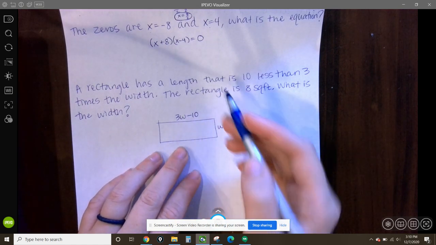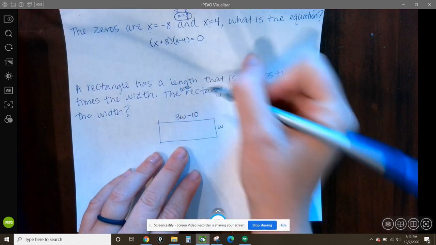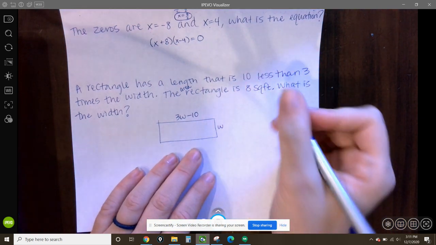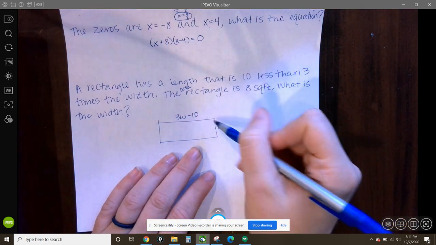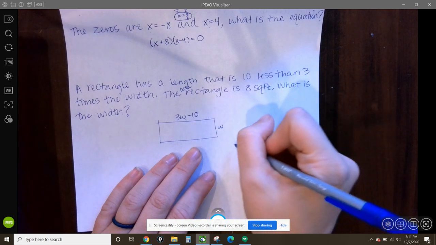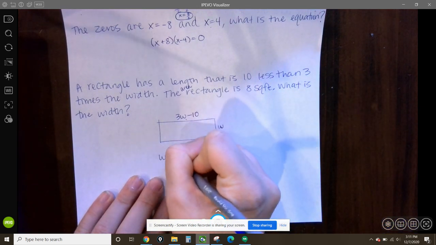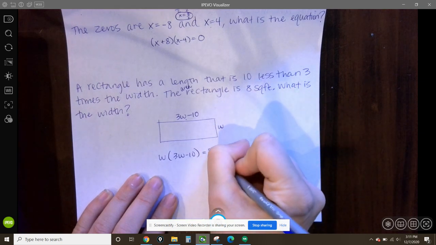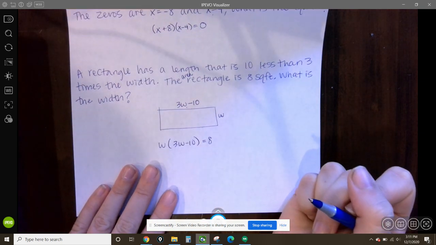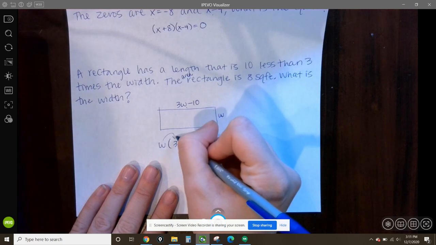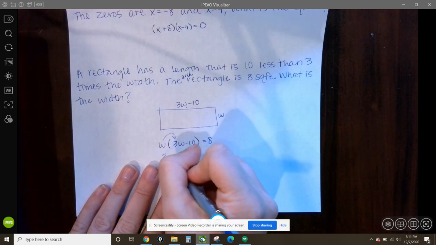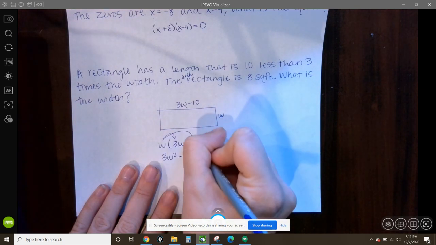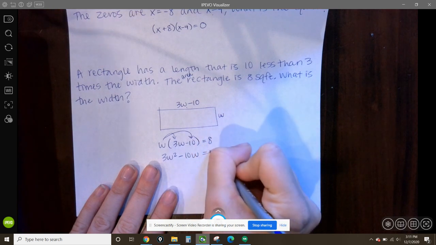And it says, I forgot to write, the area of the rectangle is 8 square feet. So to find area of a rectangle, you do length times width, right? So I'm going to multiply these two together. So W times 3W minus 10. And they told us that the area was 8. So we're trying to solve for W here. So I'm going to have to distribute here. So that's 3W squared minus 10W equals 8.